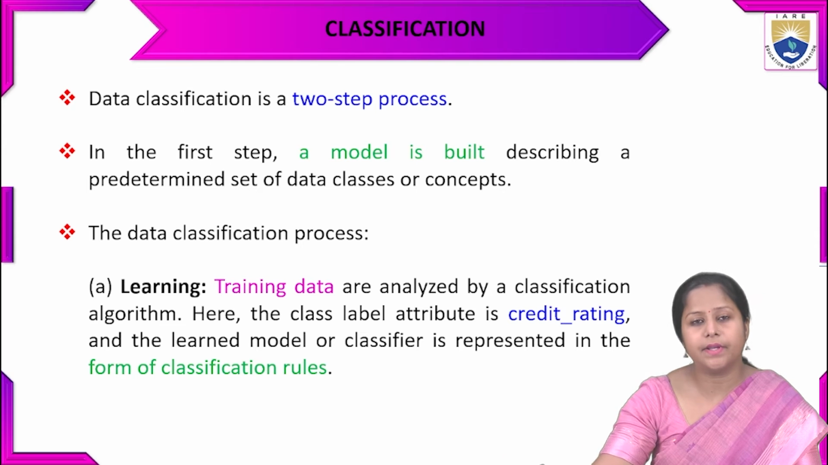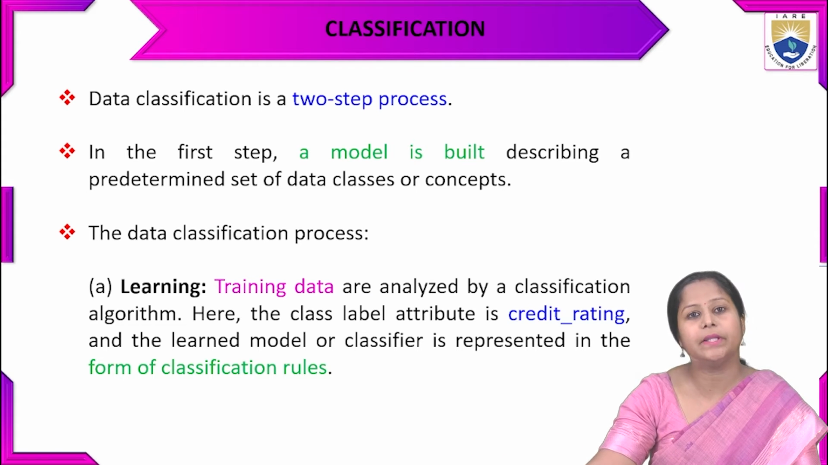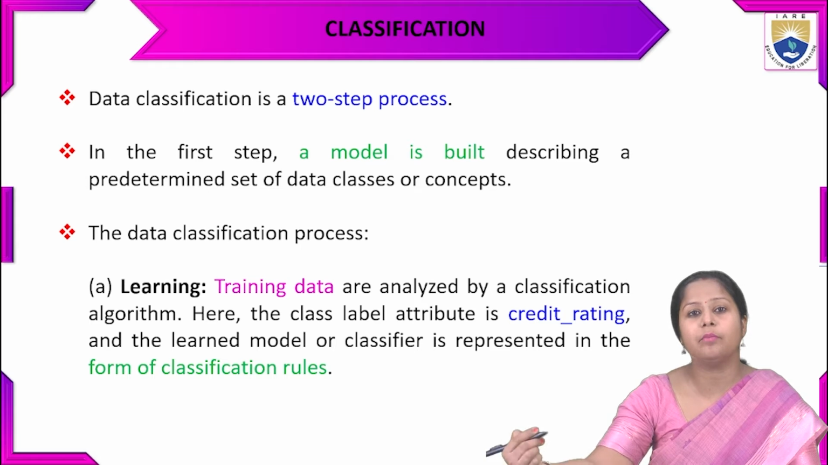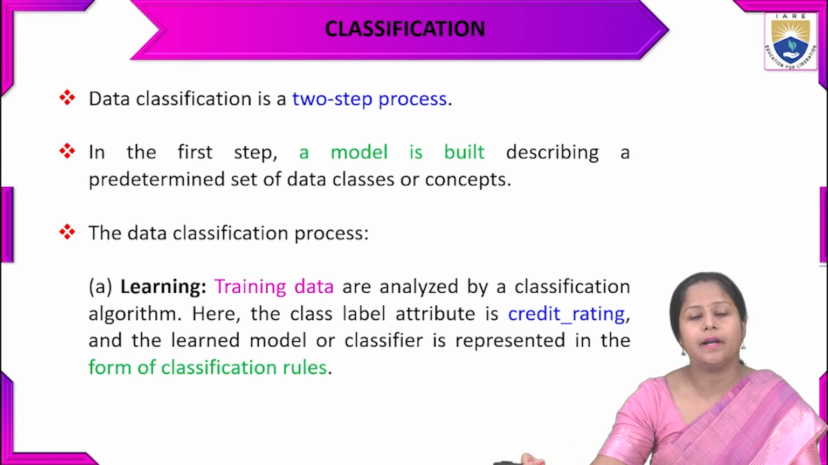So data classification is basically a two-step process. The first step is learning. What is learning? Learning means that we have to train the model on the basis of past data or current data. So that is basically the learning.